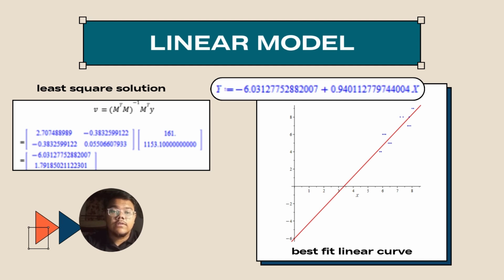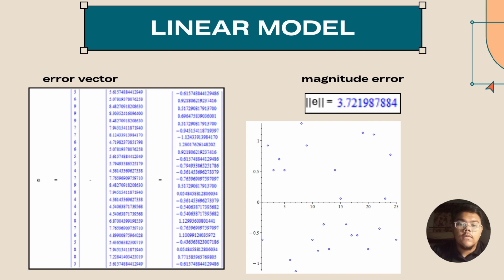And we can get y equals negative 6.0313 plus 0.94011x. And then we can get the best fit linear curve. Next is the error vector. We find the error vector using the formula E equals y minus Mv, and the last one is the magnitude error. Magnitude error equals 3.722.